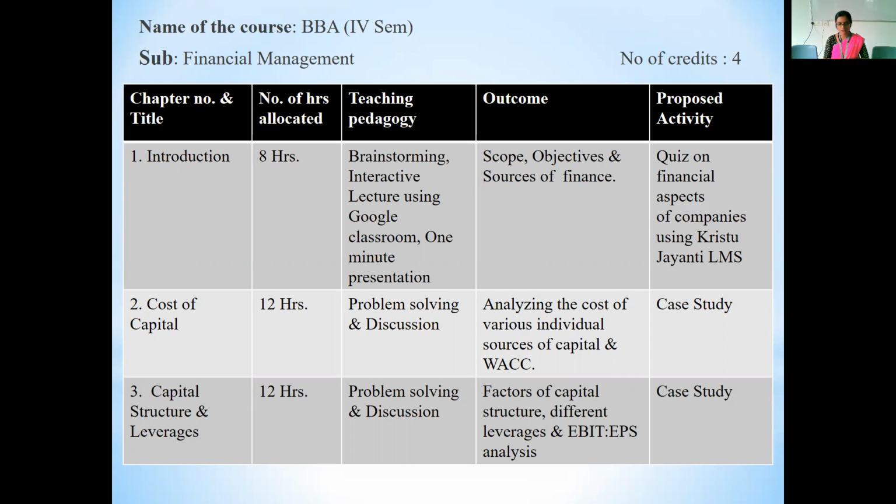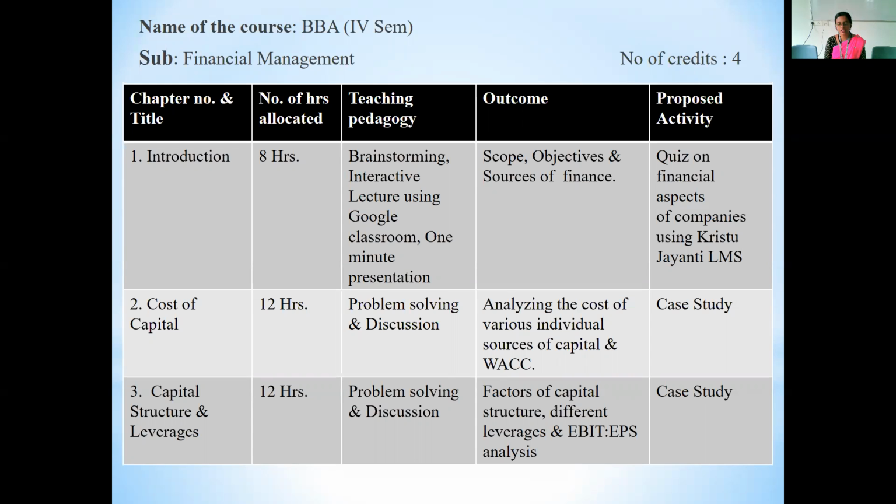Now, moving on to unit number 3, it talks about capital structure and leverages, where 12 hours is allocated for the unit. In this particular unit, which is again a mix of problems as well as theory discussions, we will be learning about what we mean by capital structure, why it is important for a particular organization, and also we will be learning about a phenomenon called EBIT and EPS analysis. With this, we will be able to analyze which is the appropriate mix of capital that a company must raise in order to keep its cost low and improve the profit for the organization.